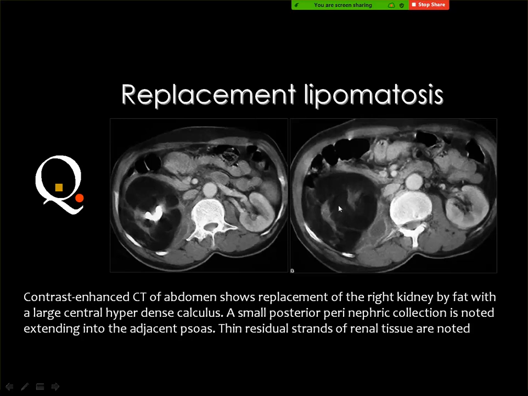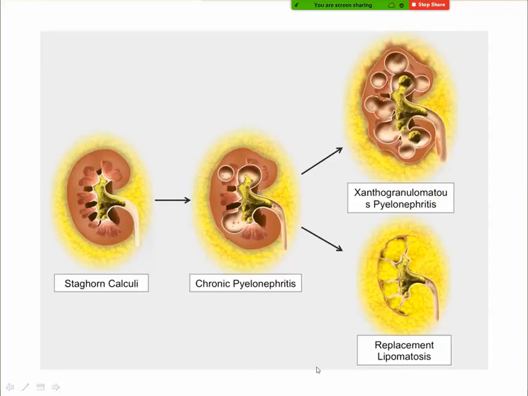which is not the case in cases of xanthogranulomatous pyelonephritis. And replacement lipomatosis may complicate xanthogranulomatous pyelonephritis if it persists for some time. Then the renal parenchyma is totally replaced by fat, and the stone will remain. And here you can see that sometimes you got a staghorn calculus with obstruction of the collecting system. Then you got stasis and infection resulting in chronic pyelonephritis, which may progress into xanthogranulomatous pyelonephritis.